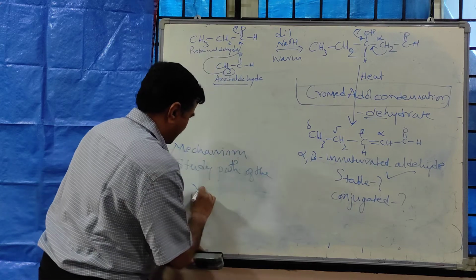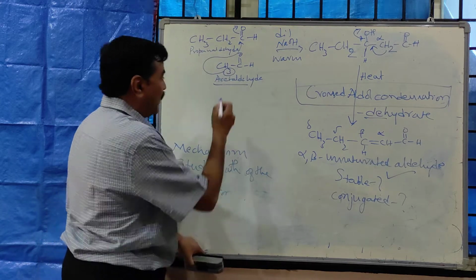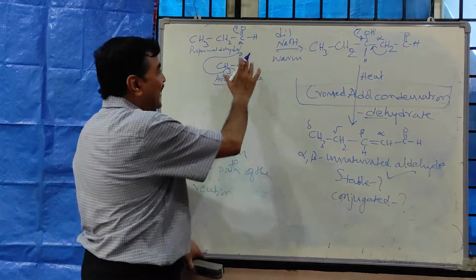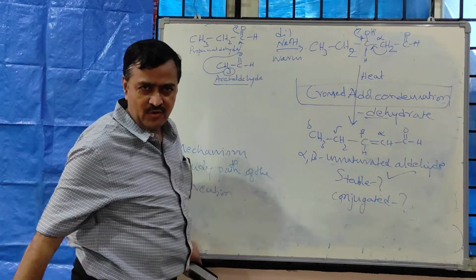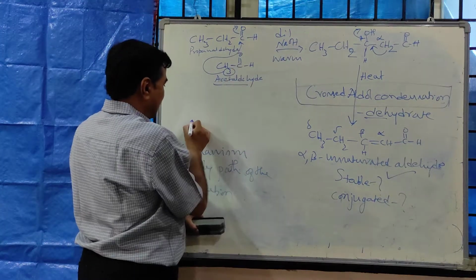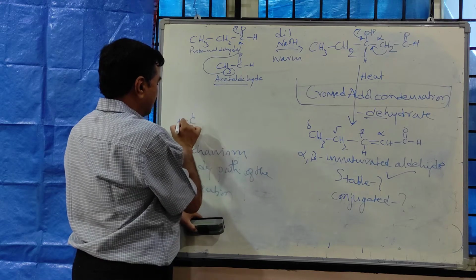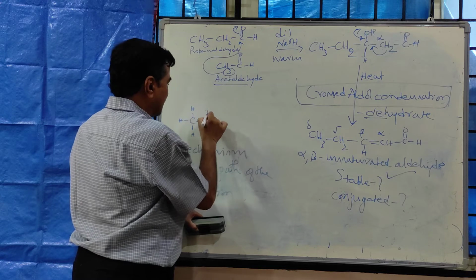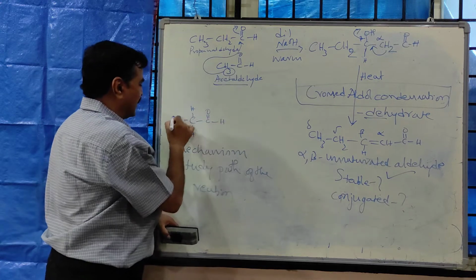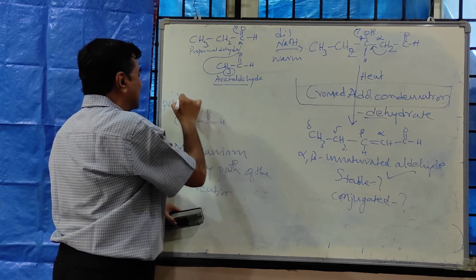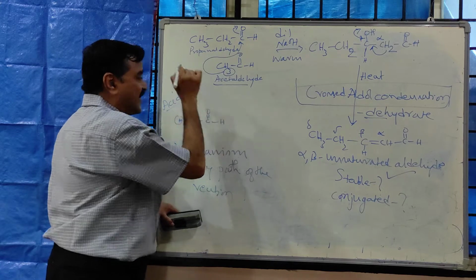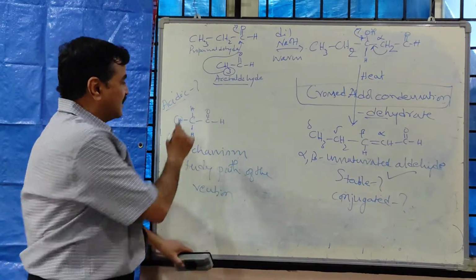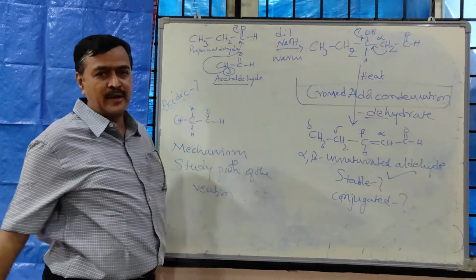Path of the reaction. Here, what happens is, when we heat this mixture with sodium hydroxide, this hydrogen present in the CH3 of acetaldehyde is acidic. Why is it acidic? It is acidic because it is directly linked to the carbonyl group.